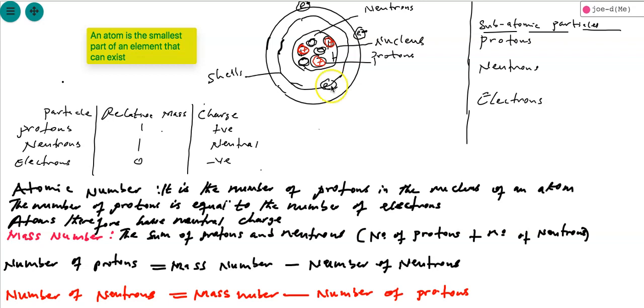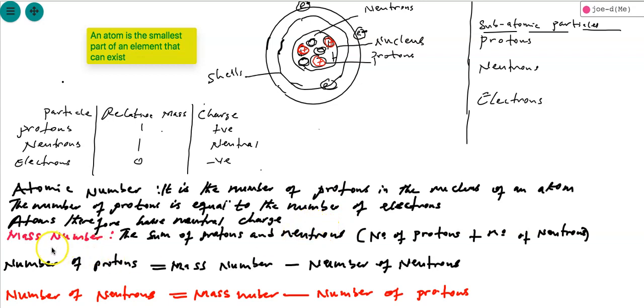What that means is that the overall charge of the atom is 0. Because if you have 3 protons, which are positively charged, and 3 electrons, which are negatively charged, the proton charges will be cancelled out by the electron charges, and therefore the overall charge on the atom will be 0. Remember this. You will use this understanding to do some calculations going forward.